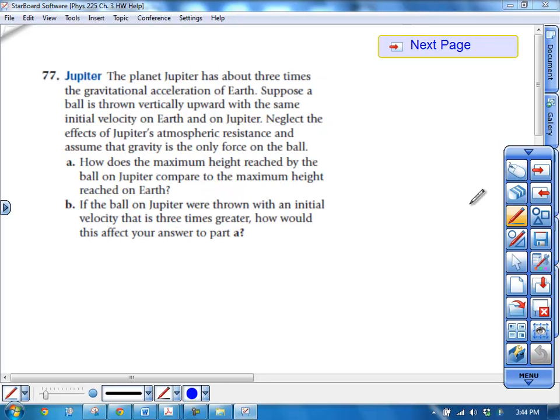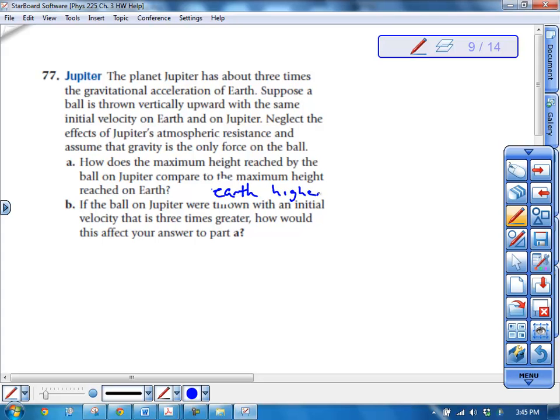Next question. Jupiter has about 3 times the gravitational acceleration. Suppose that a ball is thrown vertically upward with the same initial velocity on Earth and on Jupiter. Neglect the effects of Jupiter's air resistance and assume that gravity is the only force. How does the maximum height reached by the ball on Jupiter compare to the maximum height reached on Earth? Obviously, on Earth, it's going to go higher.